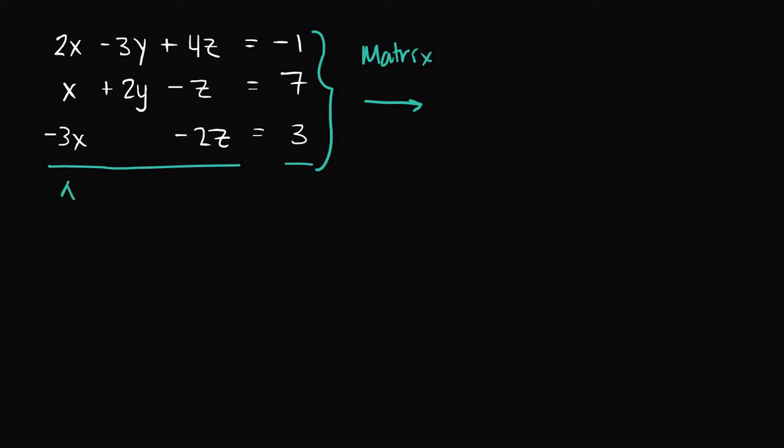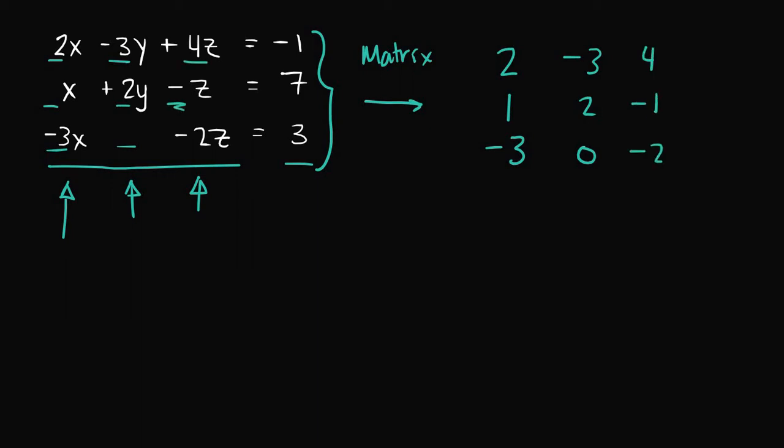So starting with the unknown x terms, I'm going to write down 2, 1, and -3. That's because those are the coefficients of all the x terms. Moving on to the y terms, I'm going to write down -3, 2, and 0, because those are the coefficients of all the y terms. And finally, I'm going to write down all the coefficients of the z terms: 4, -1, and -2. And for the right-hand side here, I'm going to write down -1, 7, and 3.